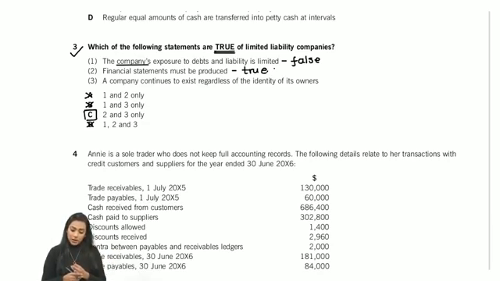Statement 3, a company continues to exist regardless of the identity of its owners. This statement is true. This is the separate entity concept. It doesn't matter who the owners of the company are. The company and the owners are separate. So if the company had 0 shareholders, the company would continue to exist. So that means that statements 2 and 3 are true. So the answer is C for Charlie. Let's move on to question 11.